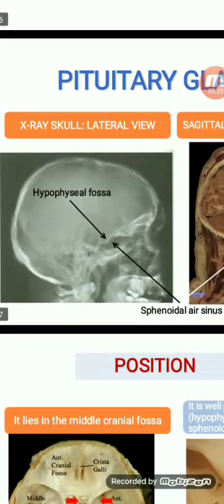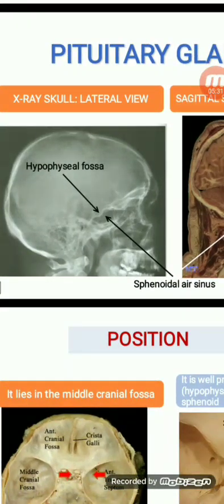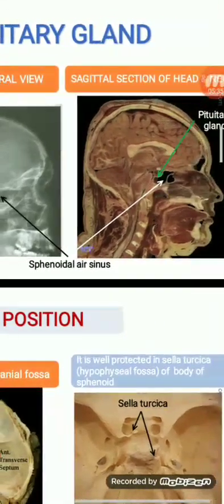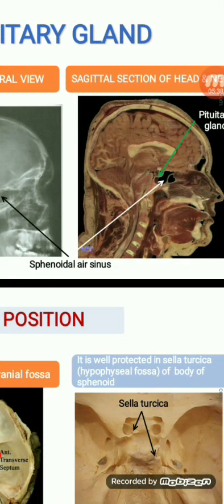Here, take a look at the X-ray. Here, see the hypophyseal fossa and the sphenoidal air sinus. What are the air sinuses? These are cavities in the sphenoid bone, the sphenoidal air sinus.